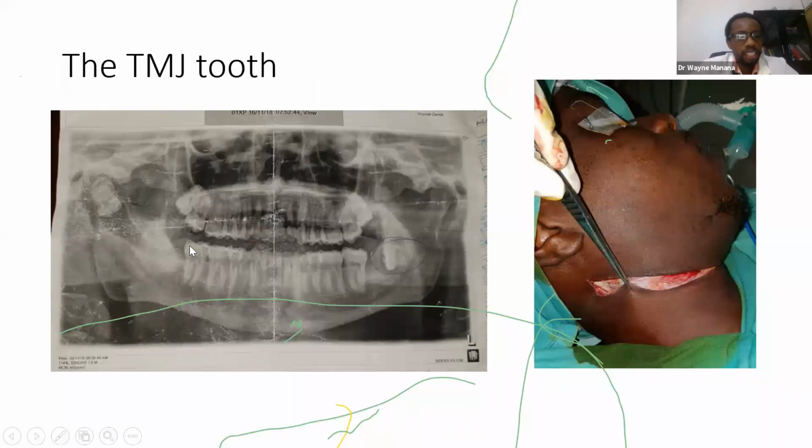And sometimes, so this is a patient that we saw, we had a tooth in the TMJ. So if you take a closer look, this is the external auditory meatus, the ear, and this is the condyle, and this is the coronoid process. And what we are seeing is a tooth in the condylar region or into the ramus. So if you do an intraoral periapical, as we mentioned, you will probably not see the tooth. And you end up just prescribing antibiotics.